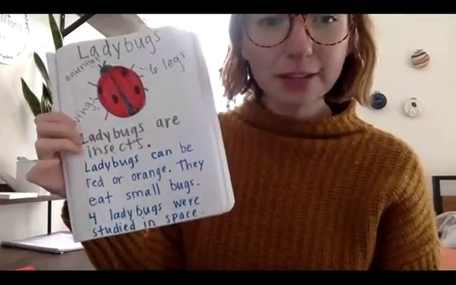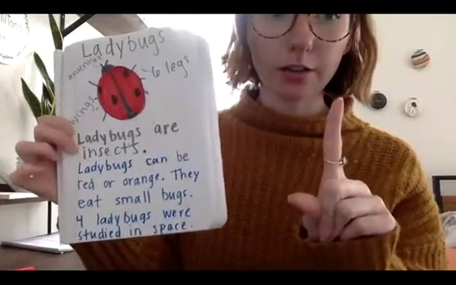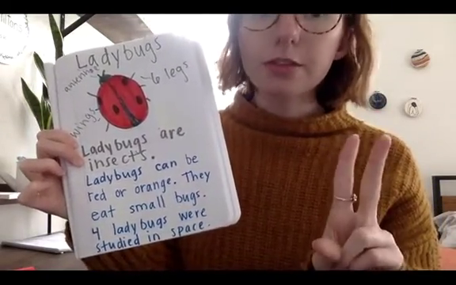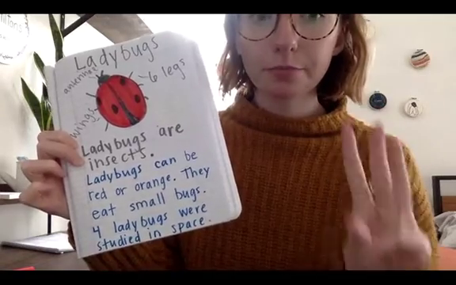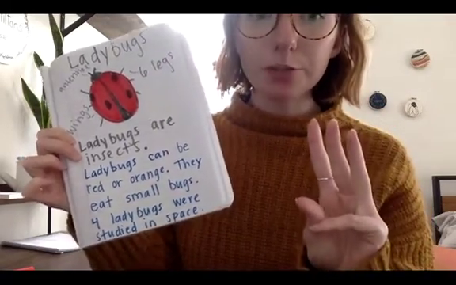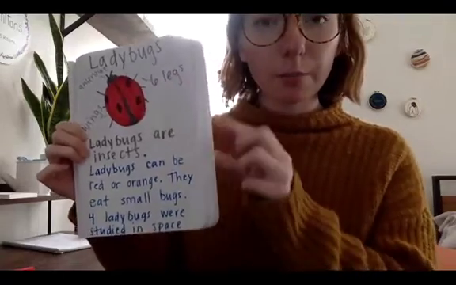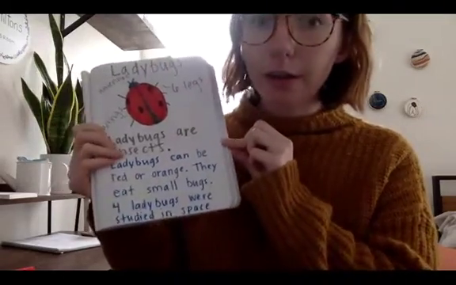I'm going to pick 3 sentences to write about. Okay, I wrote my 3 sentences. 1, ladybugs can be red or orange. They eat small bugs. 4 ladybugs were studied in space. This is my informational page or book on ladybugs.